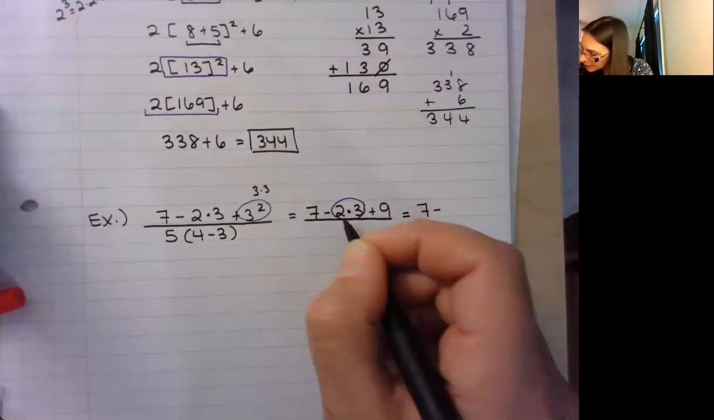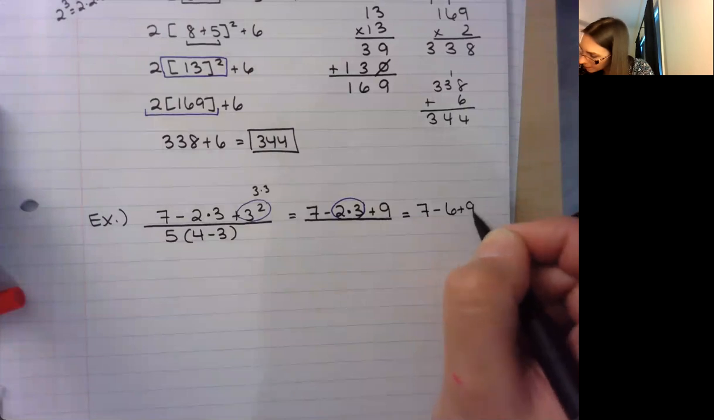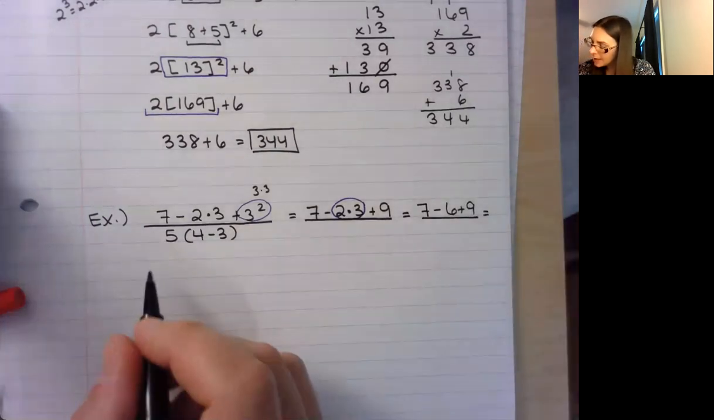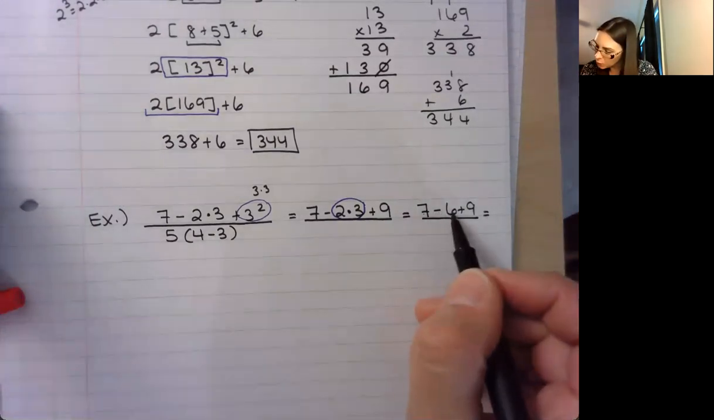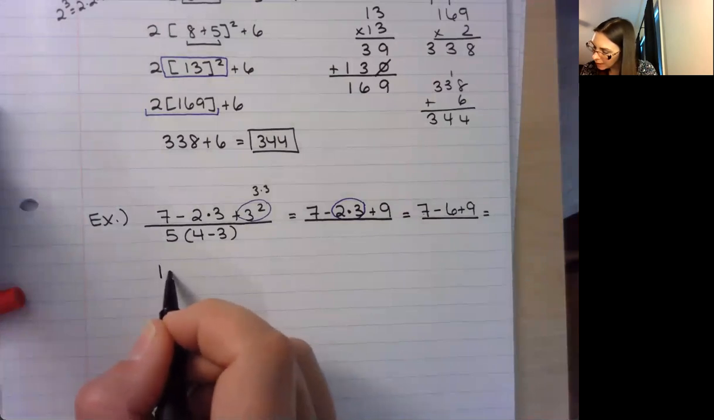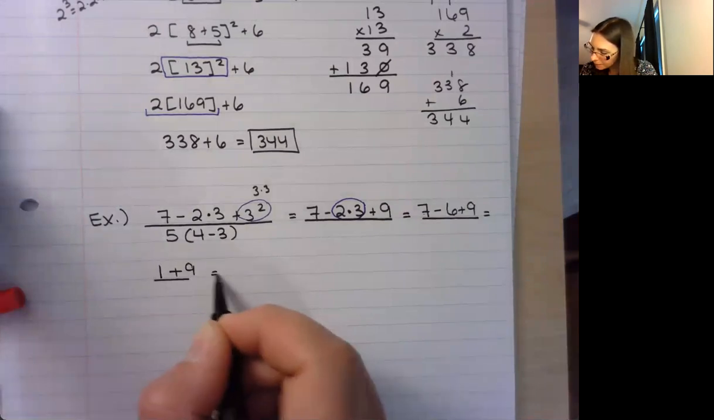Right, 2 times 3 is 6. Again, I'm just going to keep going with the numerator here. And now I have adding and subtracting left, which is the last step, and I go left to right. So I do the 7 minus 6 first, which is 1. And then the 1 plus 9 is 10.